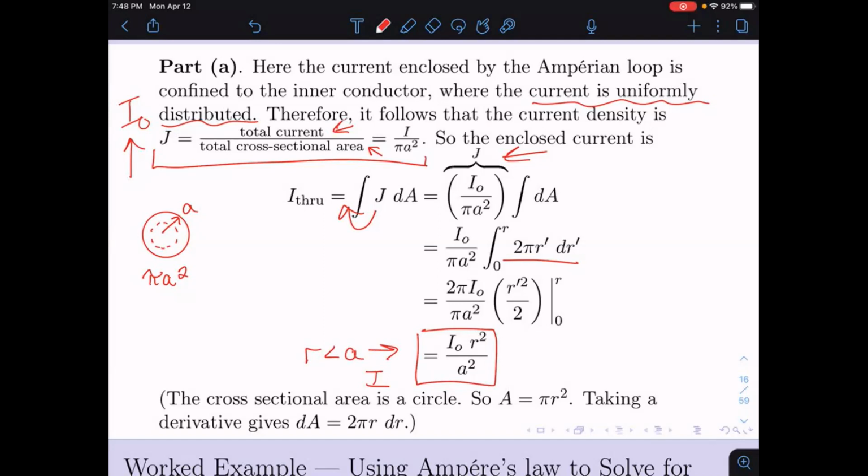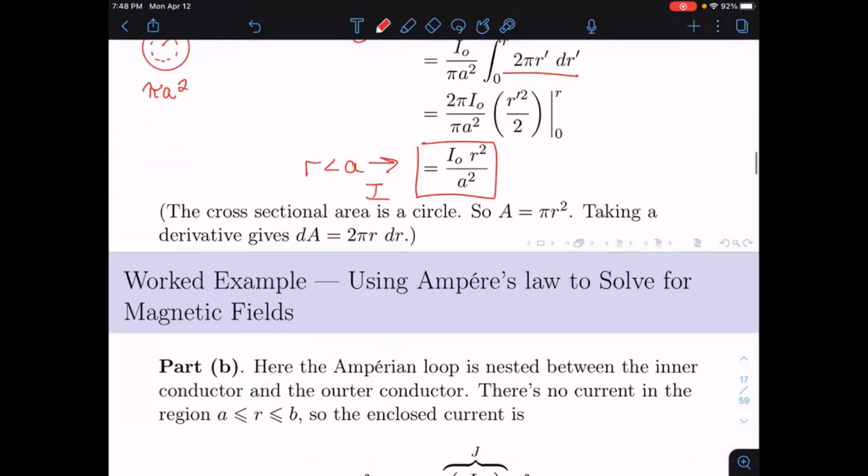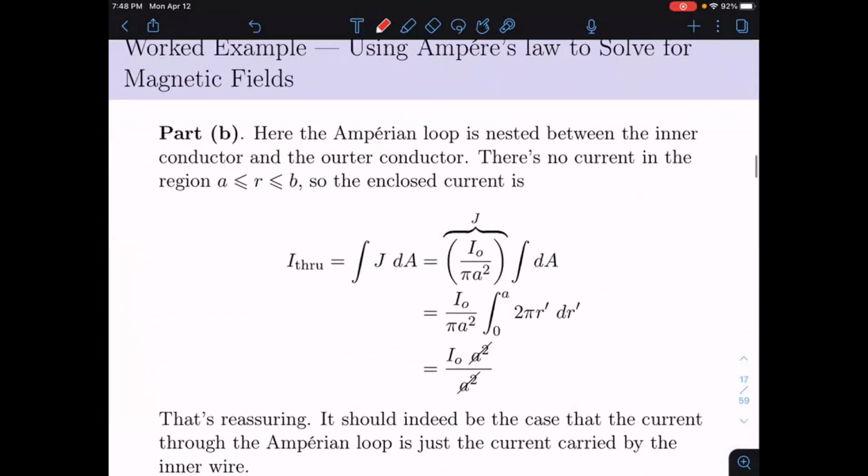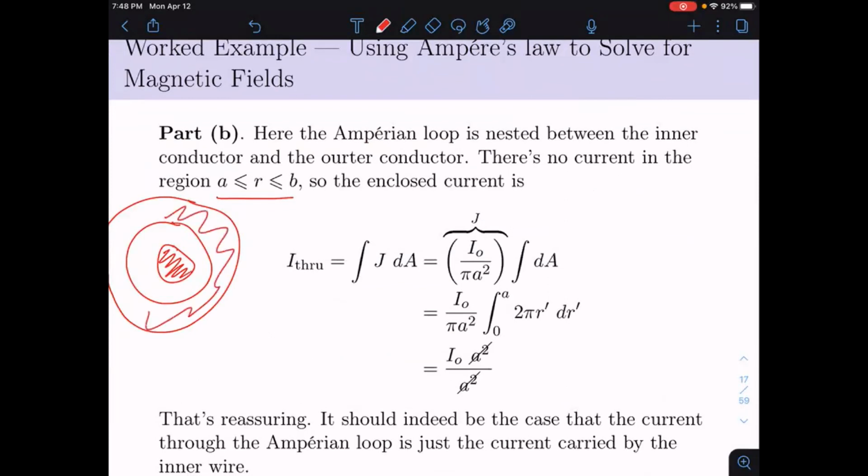Cool. All right, I'll move on to part B. So part B is a little different. Now we're talking about radius a less than or equal to r, less than or equal to b. So a little reminder, we basically had this situation where, that's a terrible drawing, but I've got current there and current here. And this region here in purple, this is all empty space in here. There's nothing there. So I'll just erase that so it's not getting confusing, but there's nothing there.